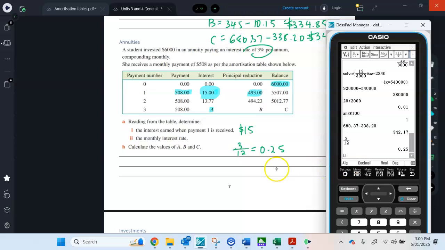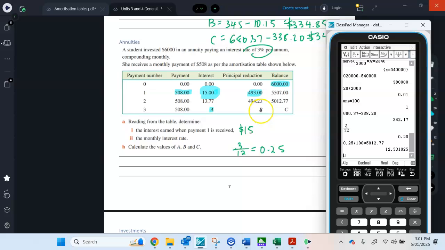All right, calculate the values of A, B, and C. So we're going to use that 0.25% to calculate the interest. So we're going to be 0.25 of the previous amount, which was 5012.77. Oops. And I left it as a percentage. Sorry, I should divide it by 100. So the value of A is 12.53. All right, so write that down.